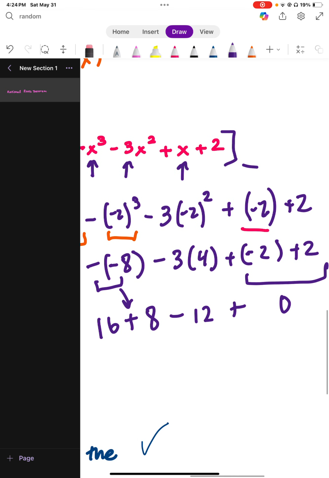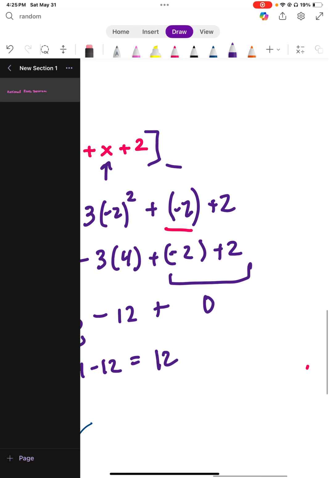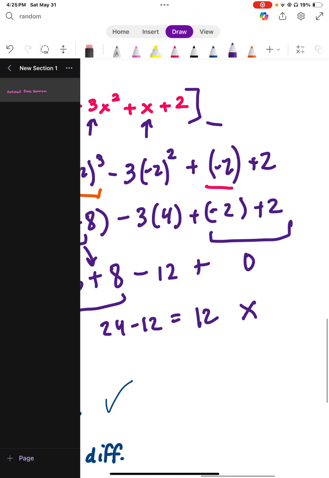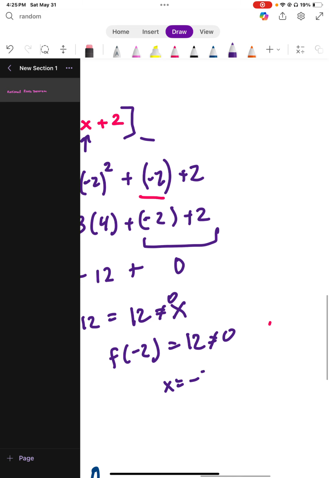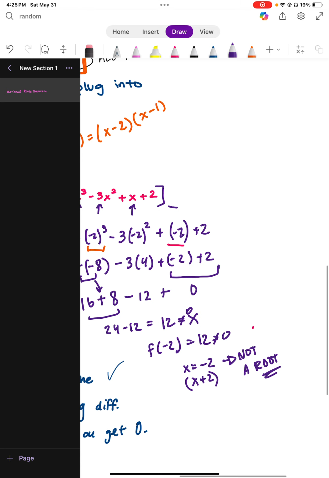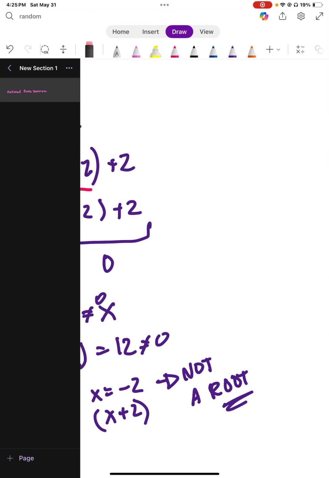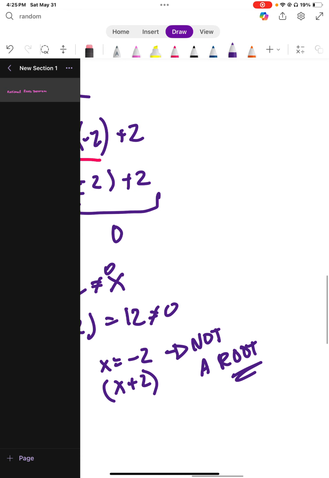And what do we get here? We get 24 minus 12 is equal to 12. That doesn't look like 0. That is not 0. This does not equal 0. So that means f of negative 2 is equal to 12, which is not equal to 0. Which tells you x equals minus 2, or x plus 2, is not a root. We know it was a possible root, but through doing this calculation we found that it is actually not a root.